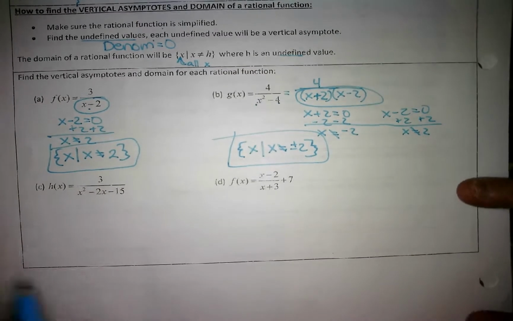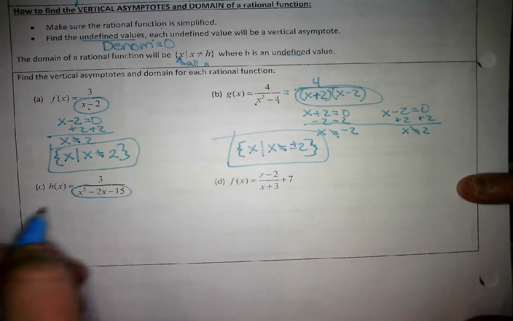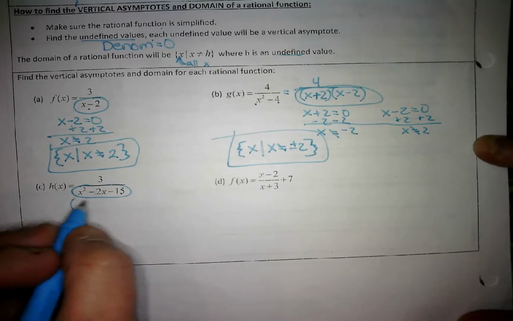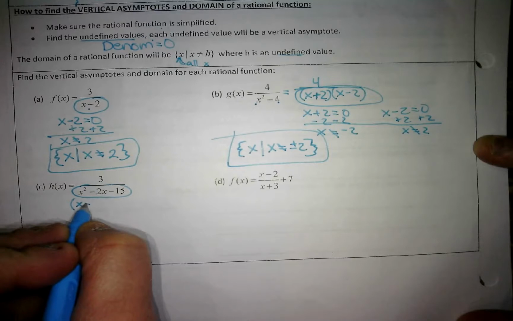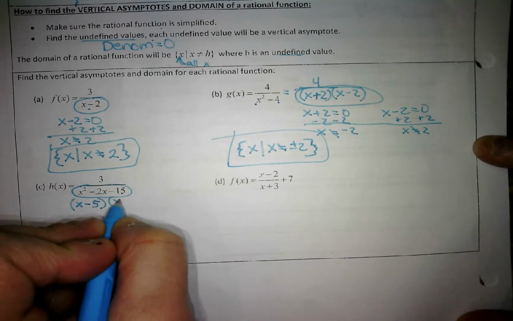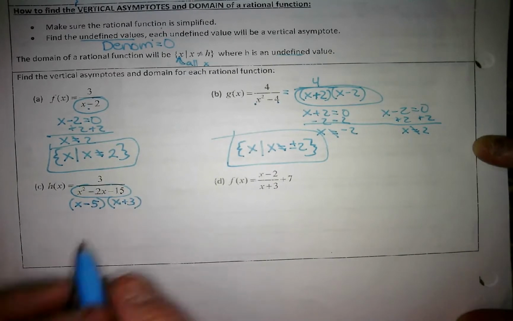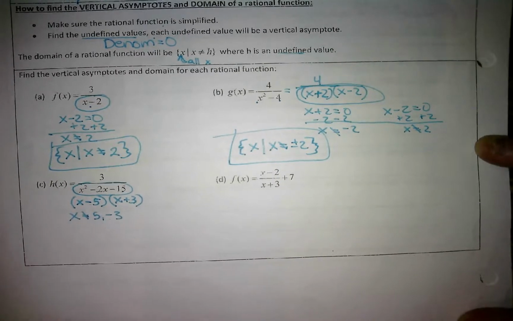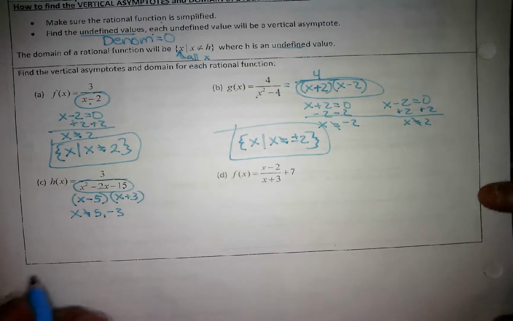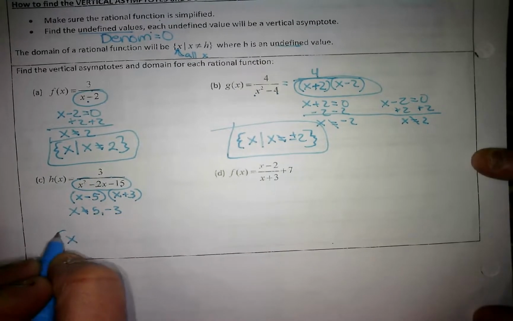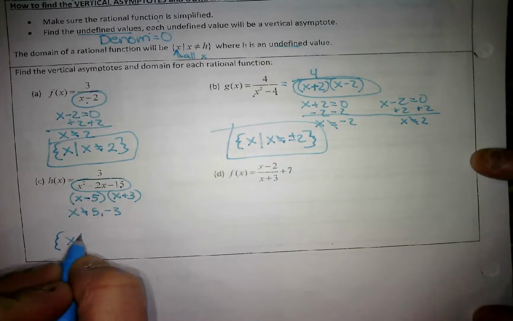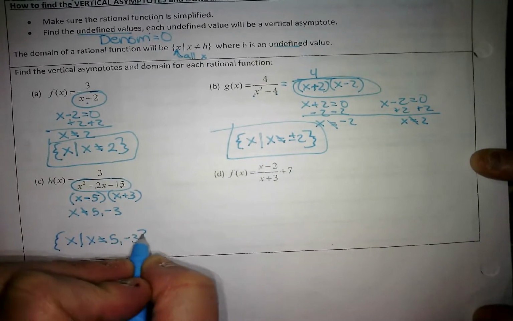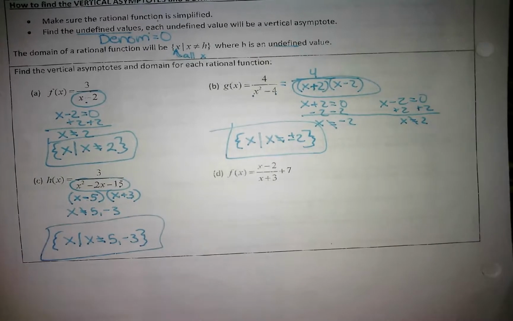Let's take a look at the next one here. Just looking at the denominator, first we're going to simplify it. It multiplies to negative 15 and adds to negative 2, so it's going to be x minus 5 and x plus 3. We set both of those equal to 0, and we get x cannot equal 5 or negative 3. I just solved it in my head real quick. Now we're going to write it in set notation: all values of x except x cannot equal 5 or negative 3. Those are our two vertical asymptotes.